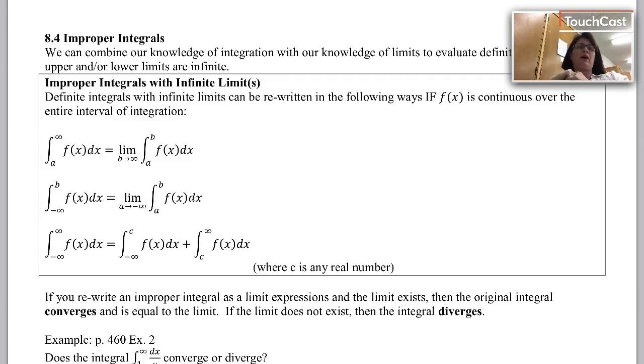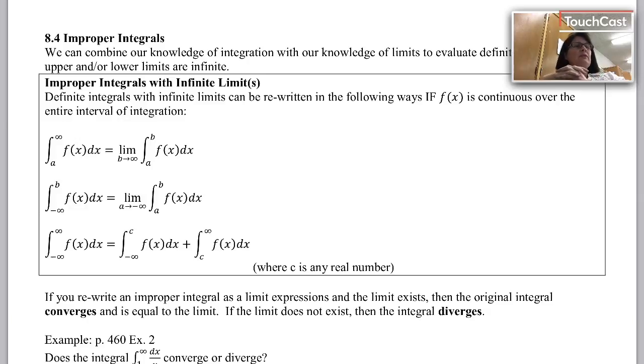The other way your integral could be improper is if somewhere on the domain of integration you have a discontinuity in your function, specifically an infinite discontinuity. So we're going to start with integrals that have an upper or lower limit that is infinite.